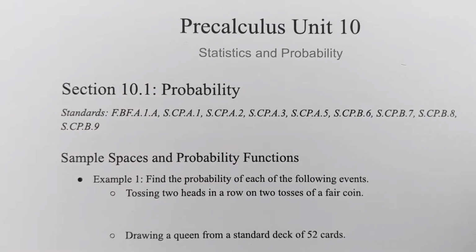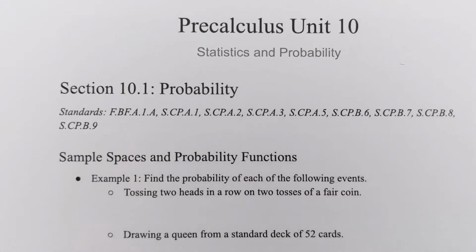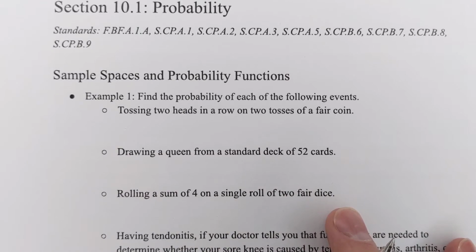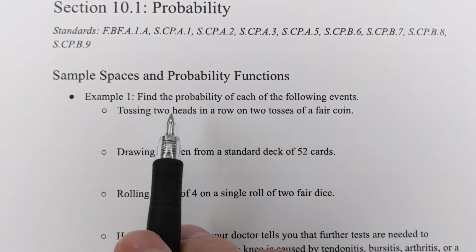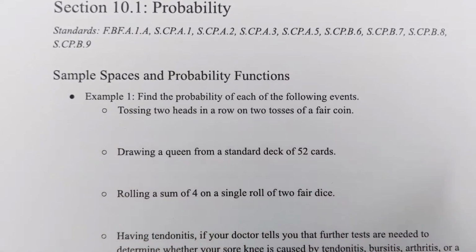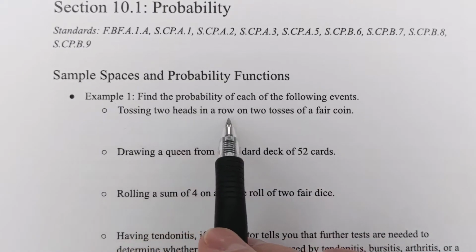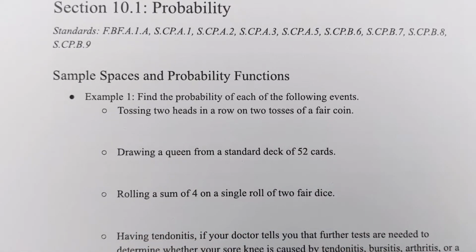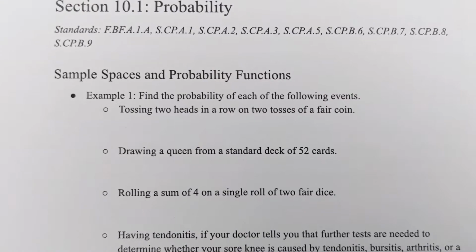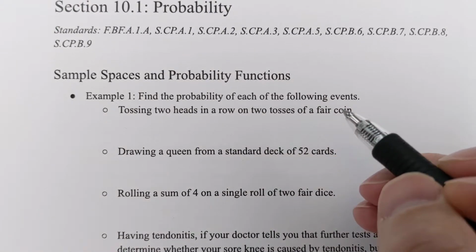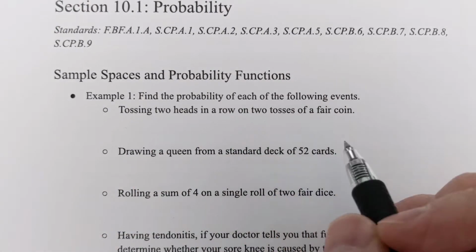All right, so here are the notes for section 10.1, which is probability. So here we've got sample spaces and the probability functions. So example 1, find the probability of each of the events. Tossing 2 heads in a row on two tosses of a fair coin. So the sample space is just kind of the list of all possible outcomes.